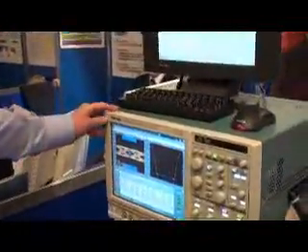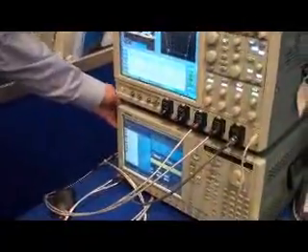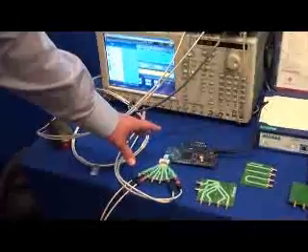I'm here to demonstrate the physical layer testing of the DSA71254B oscilloscope and our AWG7122B signal source, as well as new fixtures from Tektronix.